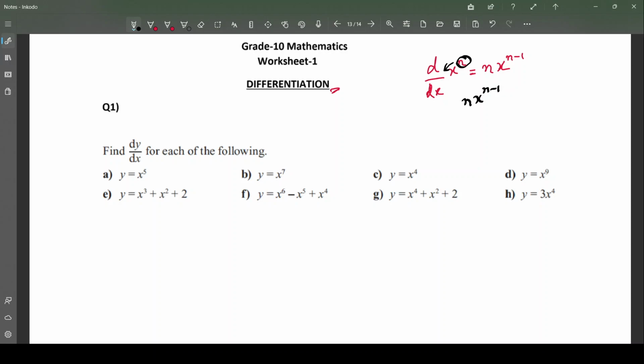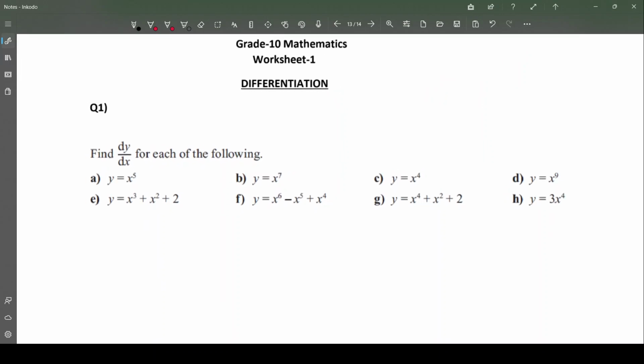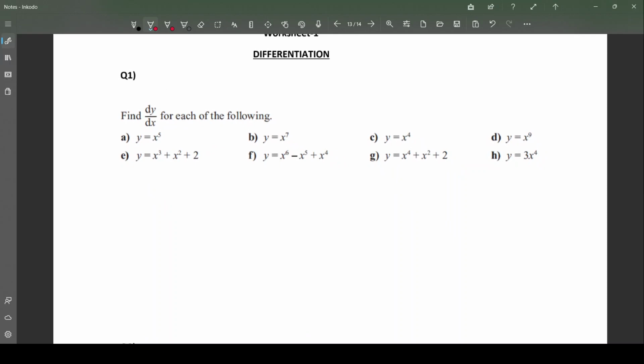This rule you have to remember when we are differentiating any function with respect to x. We are going to bring the power in front and we are going to subtract 1 from it. Let me give you some examples to make it much more clear. So here you can see this example.